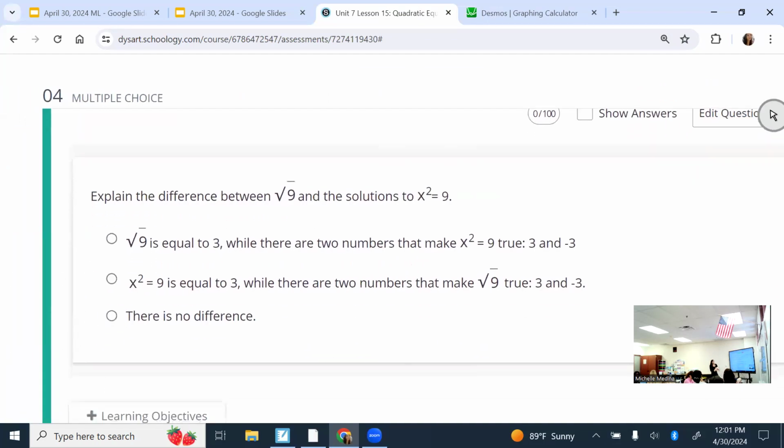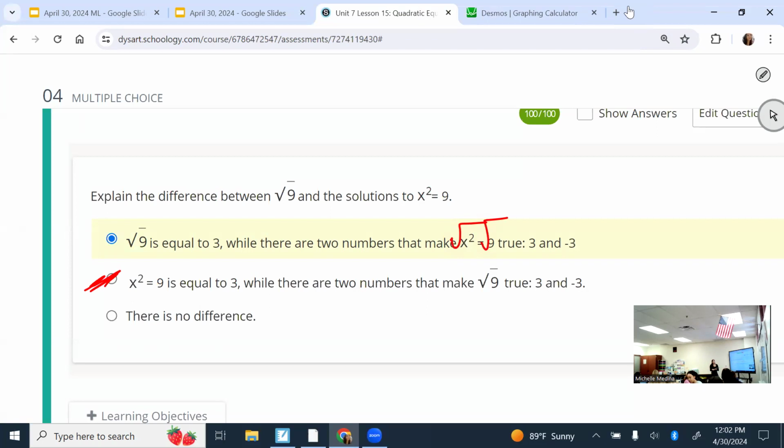Okay, so explain the difference between the square root of 9 and the solutions to x squared equals 9. So, let me see. Well, it's definitely not the second one, because we know that when we've been solving, you have to square root both sides, and that's why there are 2 values that make it true. I'm going to say that it's this one, and it is.